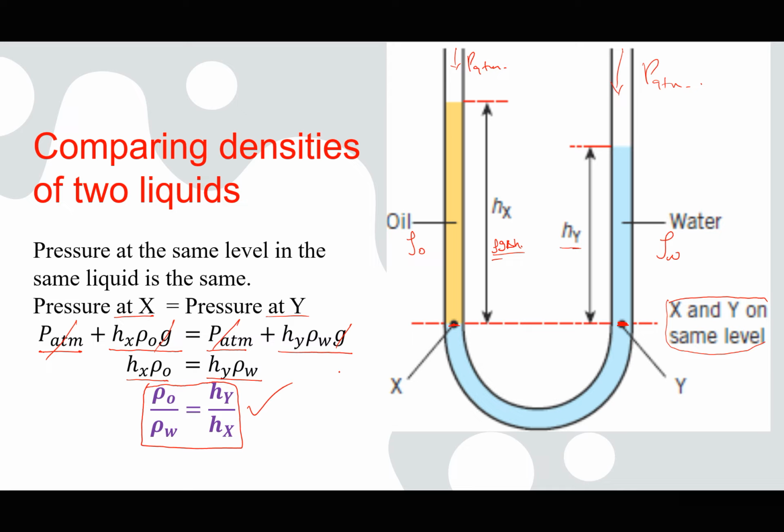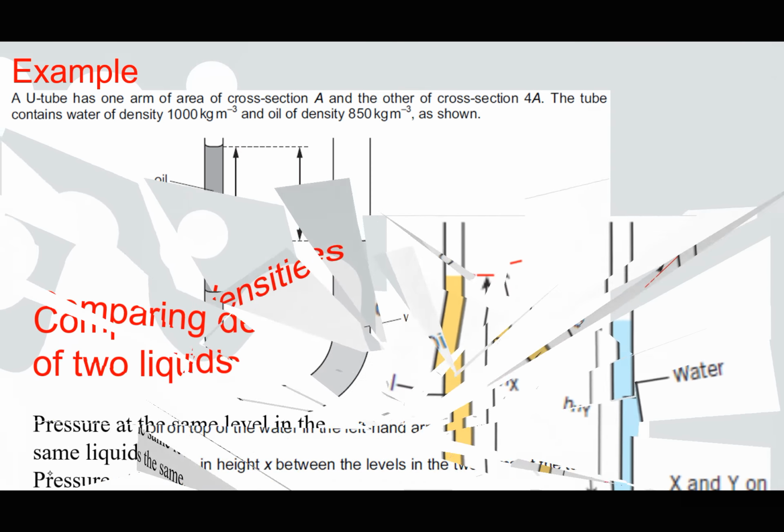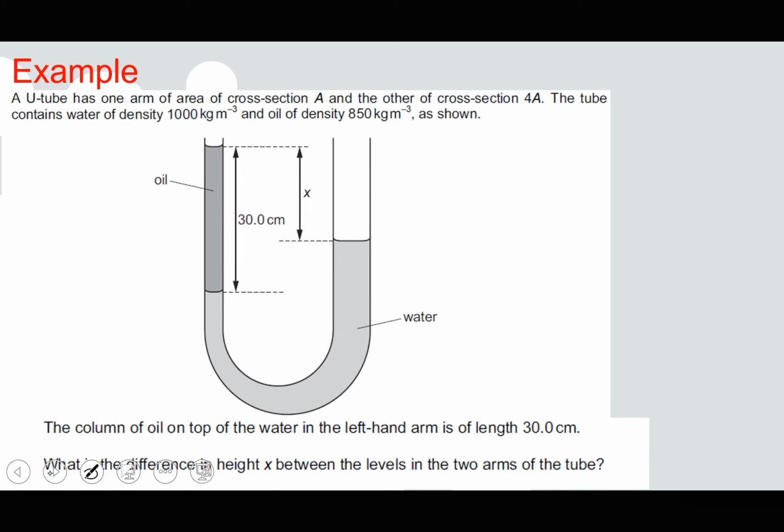Let me use a simple question from past papers for us to understand this. So here I have a U-tube. I think this is one of the past paper questions, maybe 2021. A U-tube has one arm of area of cross section A. So one side is A and the other side could be 4A.